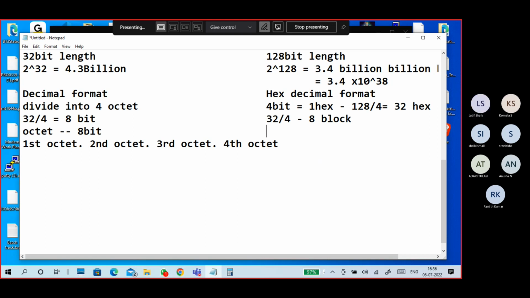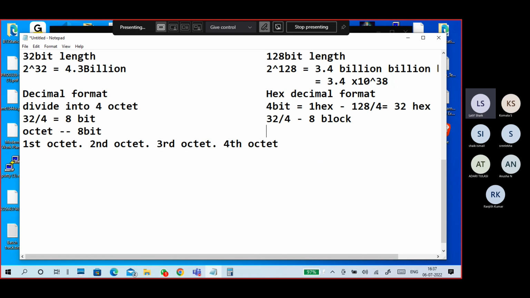So, the hexadecimal format. Each hexa number is 4 bits. The IPv6 length is 128 bits, and 128 divided by 4 becomes 32 hexadecimal digits. So totally 32 hexadecimal numbers in a single IPv6.